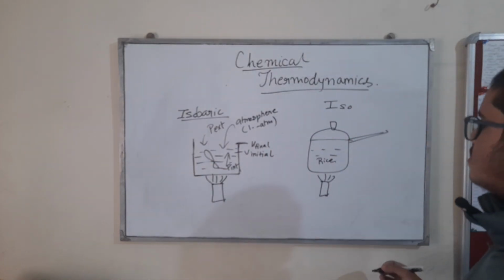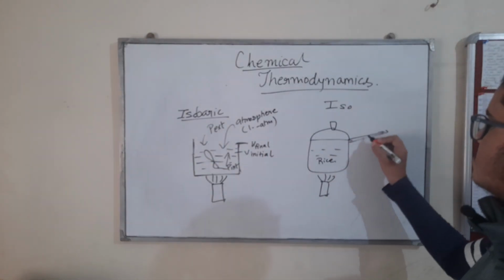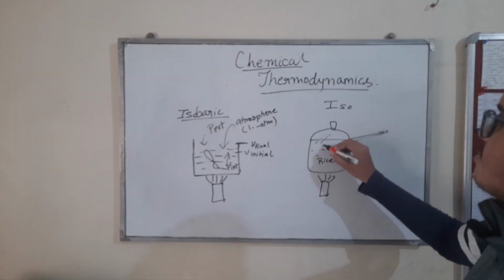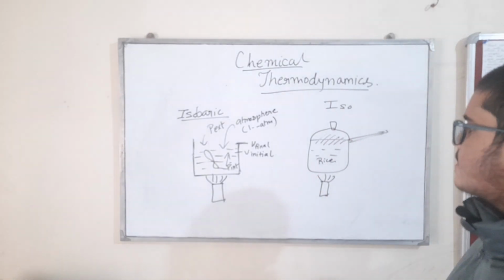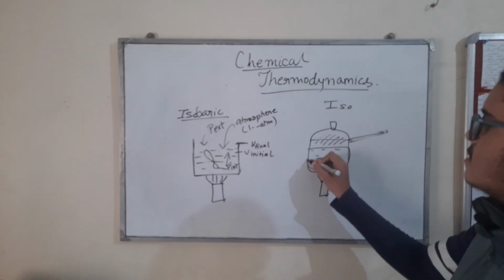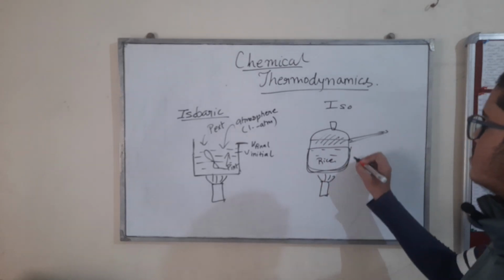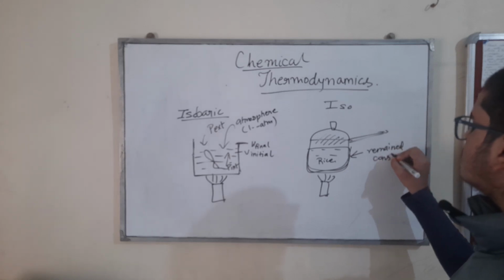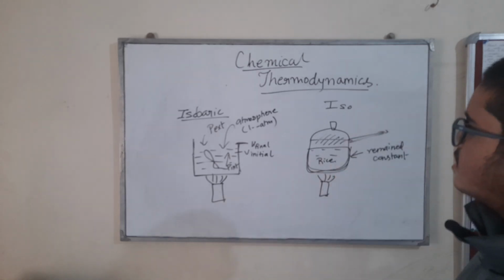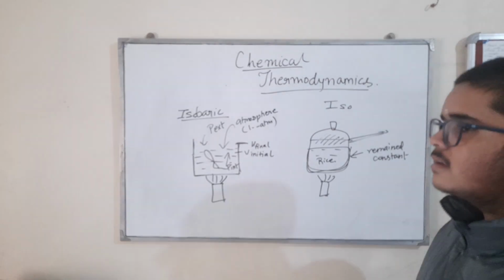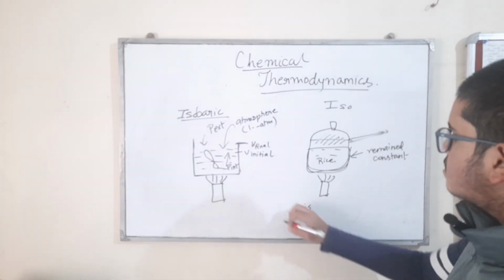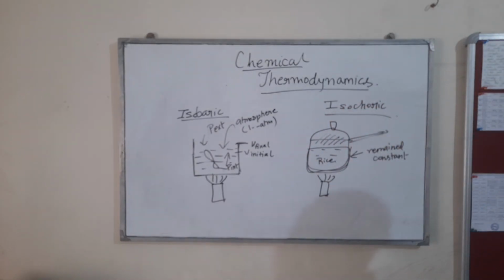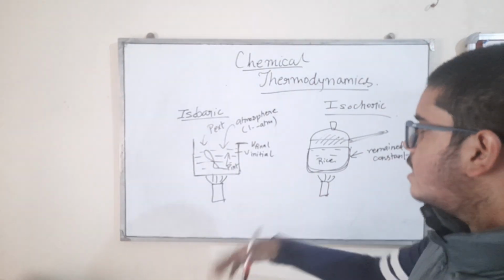What about isochoric? Here in the pressure cooker, the volume remained constant, but the pressure kept on increasing inside. So the volume of this rice water remained constant, but the pressure inside the cooker was increasing and increasing. So we call it isochoric because the volume remained constant. So those were the two processes, isochoric and isobaric.